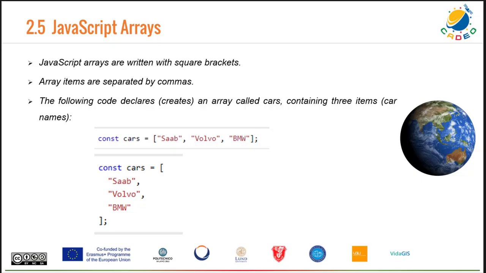JavaScript arrays can be created by using simple square brackets and array items separated by commas. The following code declares an array called car containing 3 items: Saabs, Volvos, and BMWs.